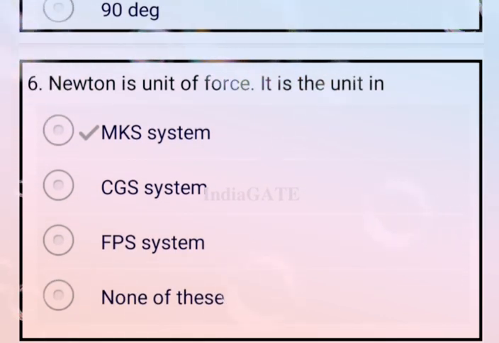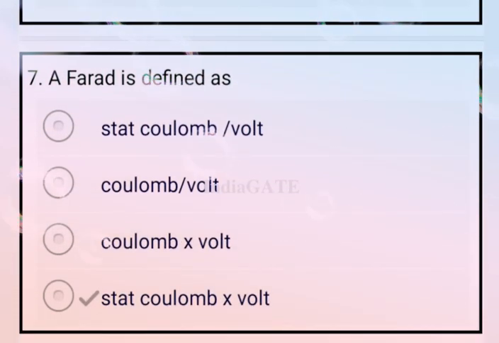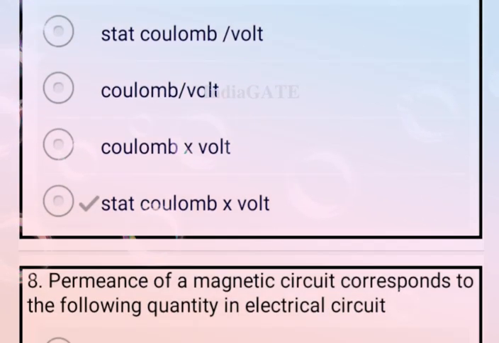Newton is the unit of force. It is the unit of which system. So the correct answer is option A, that is the MKS system. Next question. A farad is defined as. So the correct answer is option D, that is coulomb per volt. Next question.